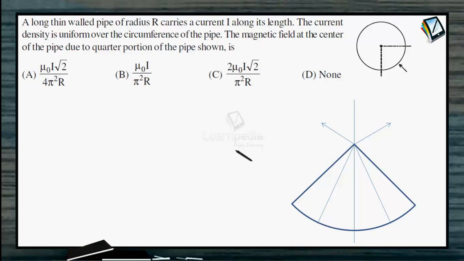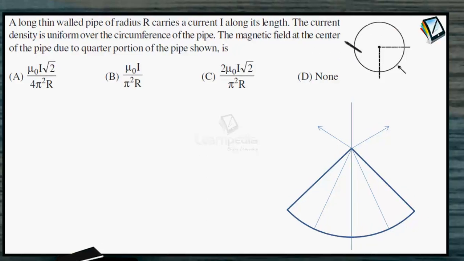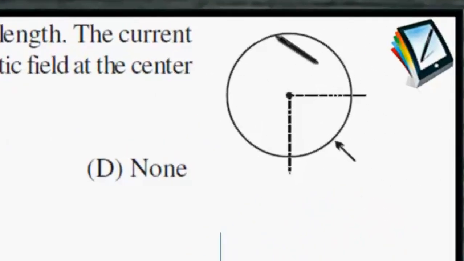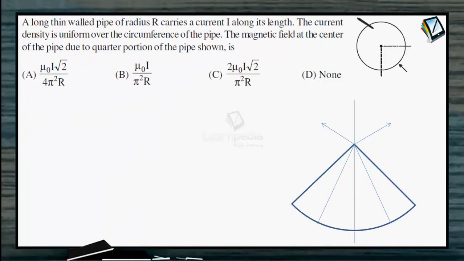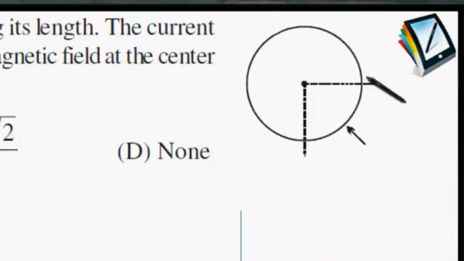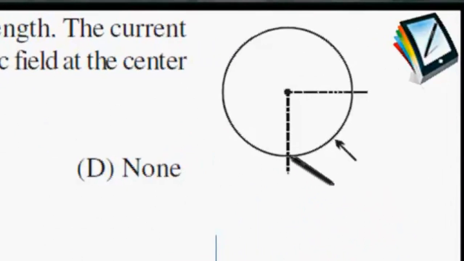A long thin walled pipe of radius r carries a current I along its length. Here it is a pipe, and the length of this pipe is perpendicular to the plane of the paper. It carries current I along its length. Let us assume that the current is going inward.